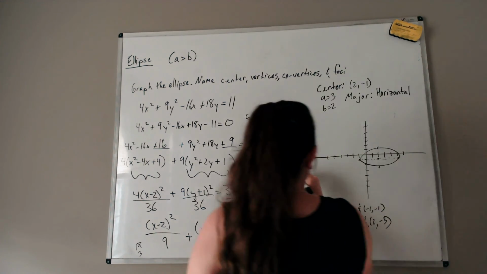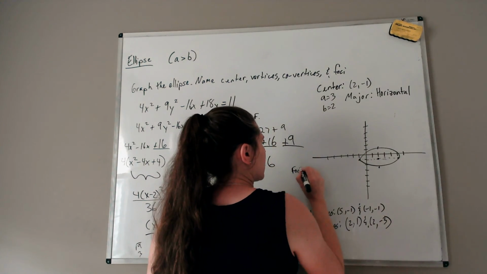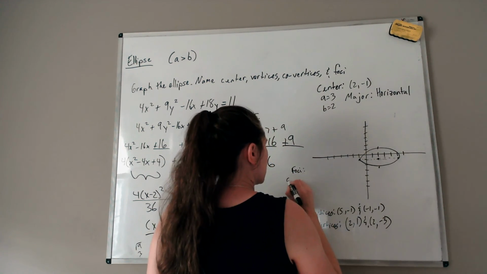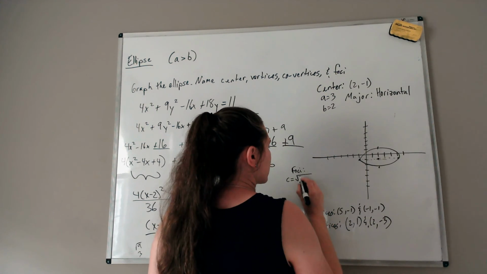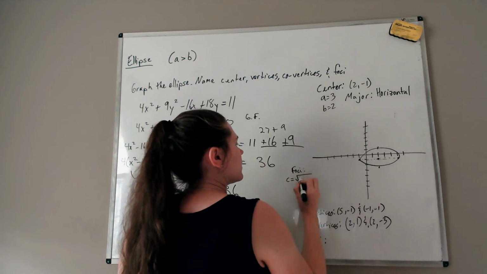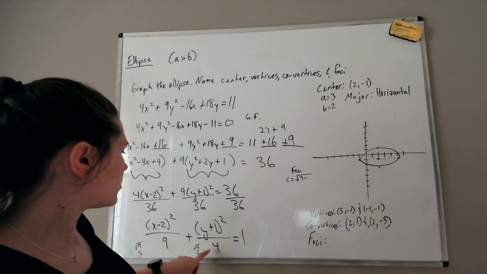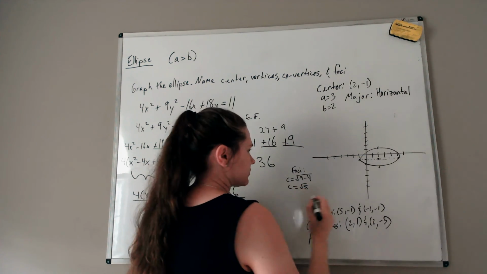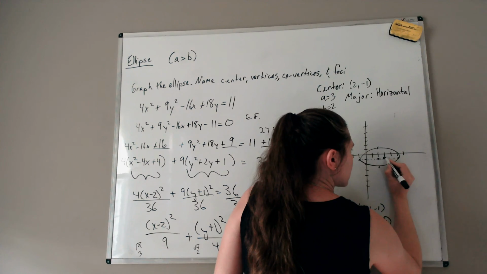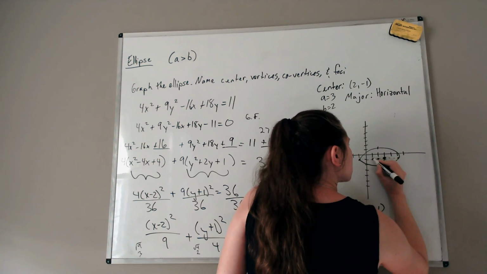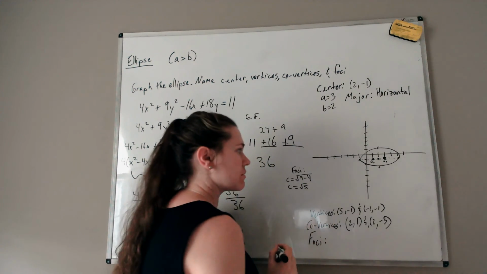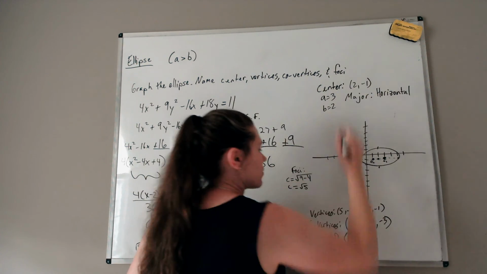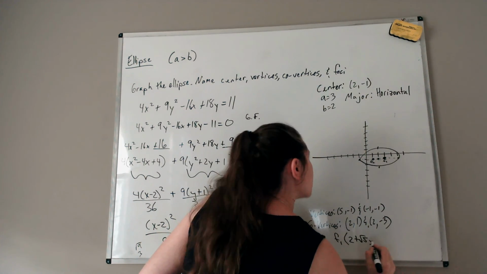So to figure out where the foci are, okay, you need to first figure out the length from the center to the foci. Okay, so C equals the square root of A squared, which is 9, minus B squared, which is 4. So that's the square root of 5. So if I go to the right by the square root of 5, that's going to be one of them. And if I go to the left by the square root of 5, that's going to be the other one. So F1 is going to be to the right by the square root of 5. So that's going to be 2 plus the square root of 5, comma negative 1.